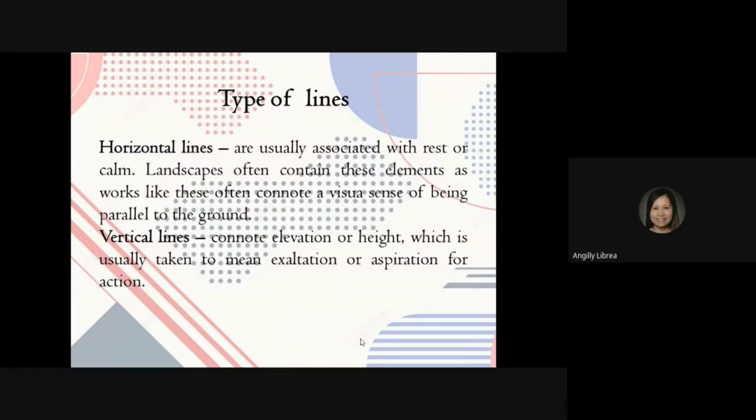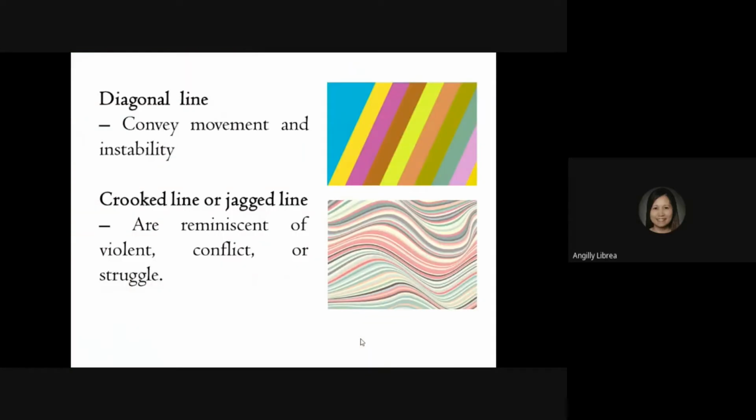On the other hand, vertical lines connote elevation or height, which is usually taken to mean exaltation or aspiration for action. Together, these two lines communicate stability and firmness. Next type is diagonal and crooked lines. So diagonal lines convey movement and instability, although the progression can be seen.